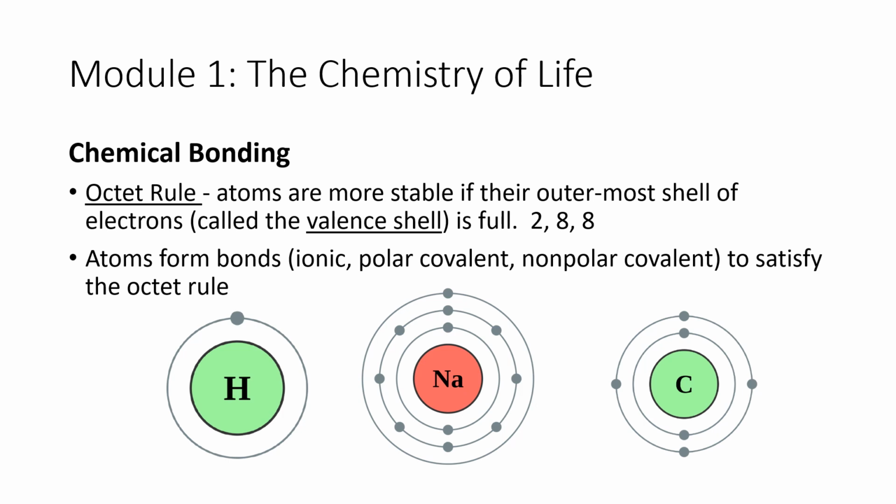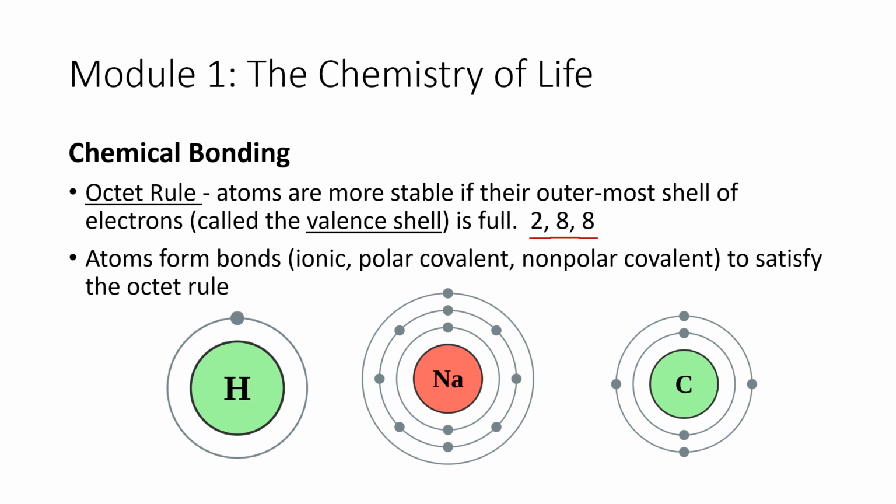Octet rule. The valence shell is the outer shell. The number of electrons in that outer shell is going to determine what types of bonds an element forms. And if you need to know how many electrons will go into the different shells, remember the sequence 288. The first shell holds 2, the second 8, and the third 8. As we get into higher levels of shells, and we don't have to worry about that for biology, there are some different numbers, but we just remember 288.